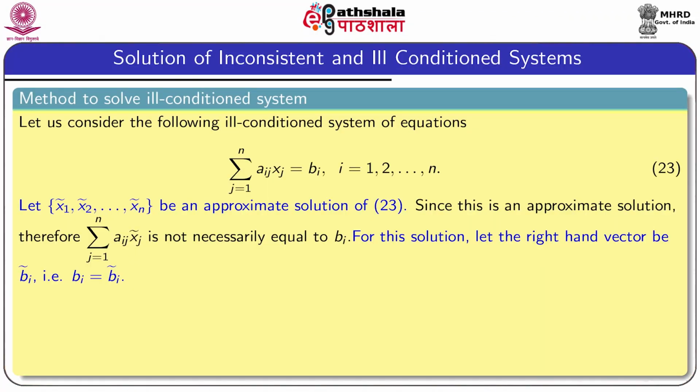Let us consider the following ill conditioned system of equations: summation over j equal to 1 to n of aij xj equal to bi. This is the ith equation where i equals 1 to n.